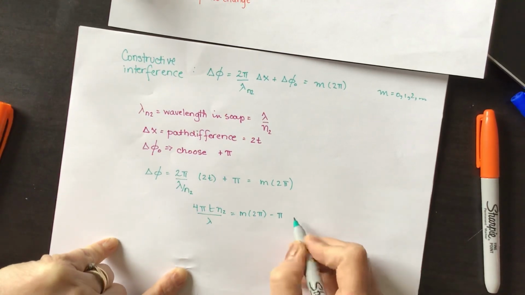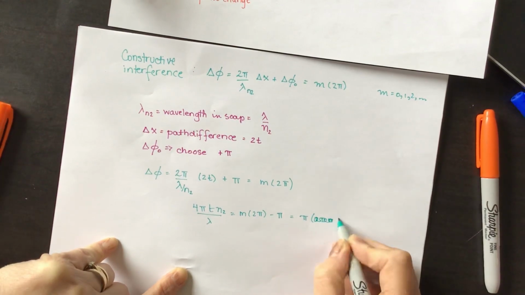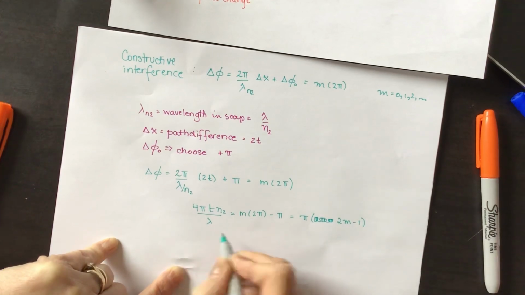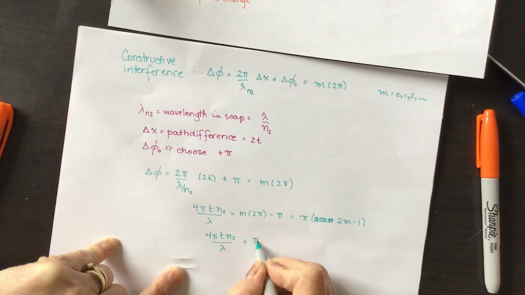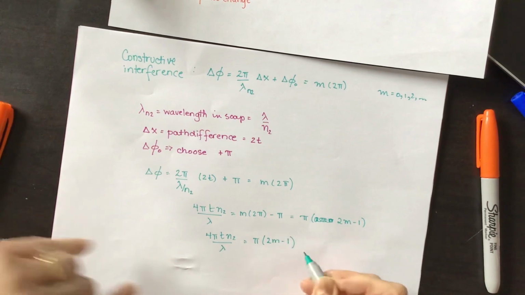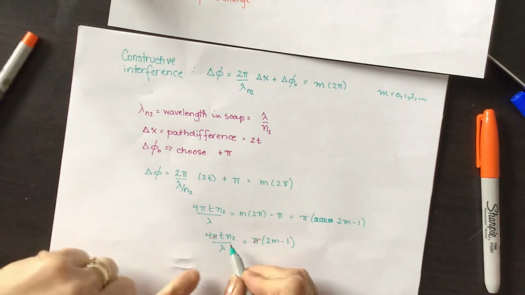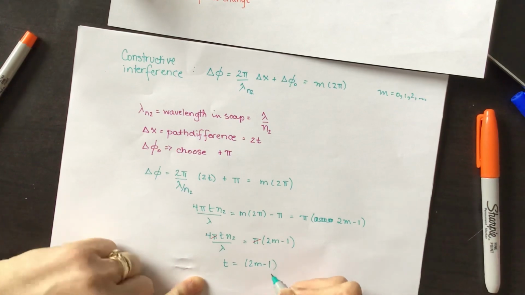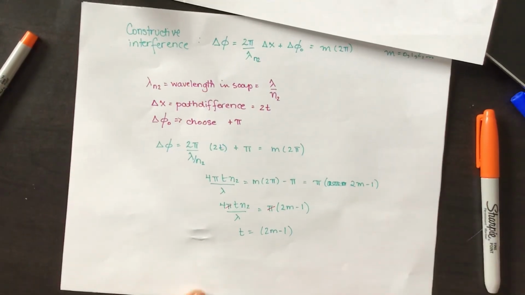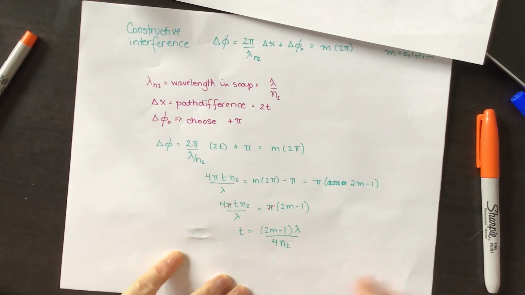Let's see, so that's the same as pi outside of 2m minus 1. So I have 4 pi t n2 over lambda equals pi outside of 2m minus 1. I see that I have a pi on both sides, so I'm going to divide both sides by pi. Now my pi is gone. So next I'll solve for t. So t, my thickness, is going to be 2m minus 1 times lambda divided by 4 times n2.